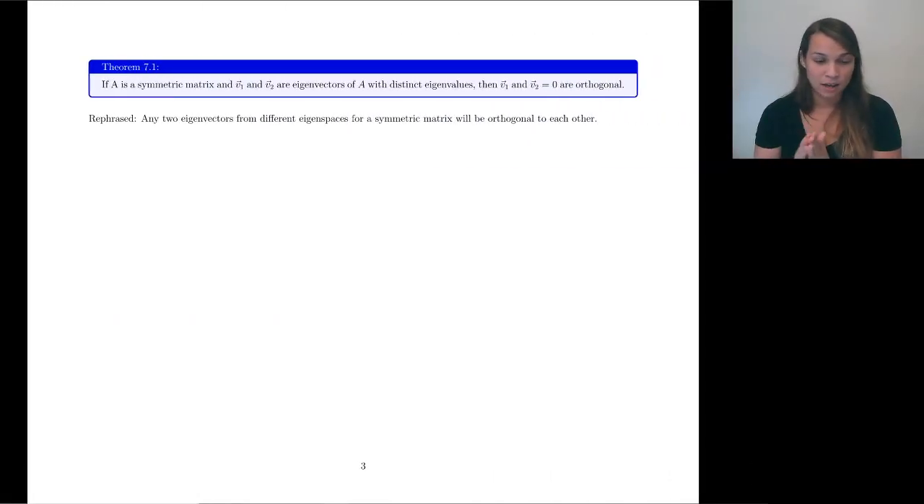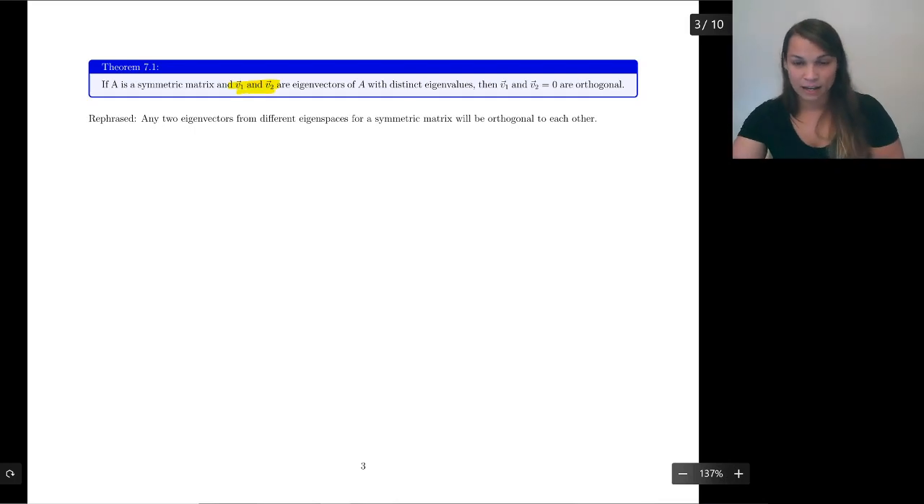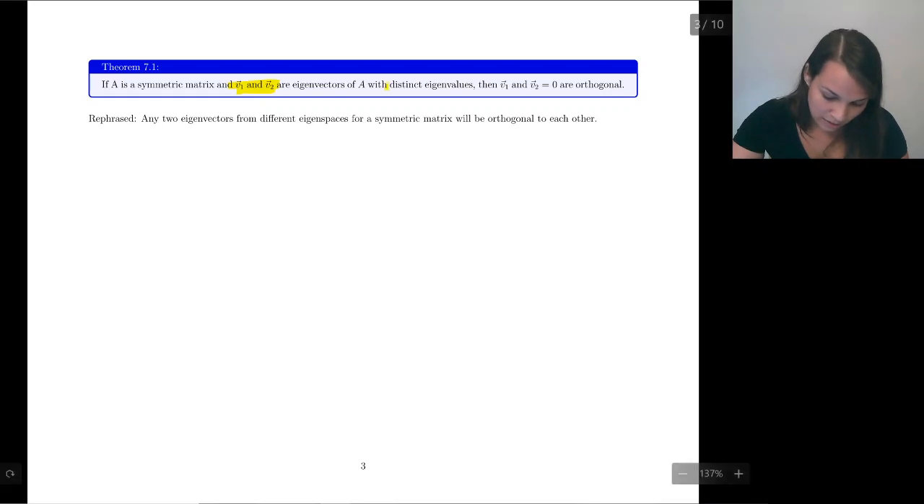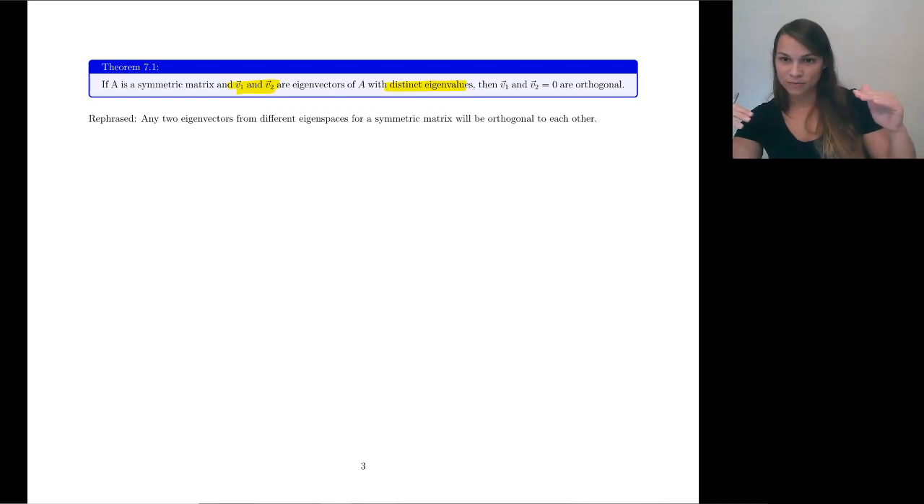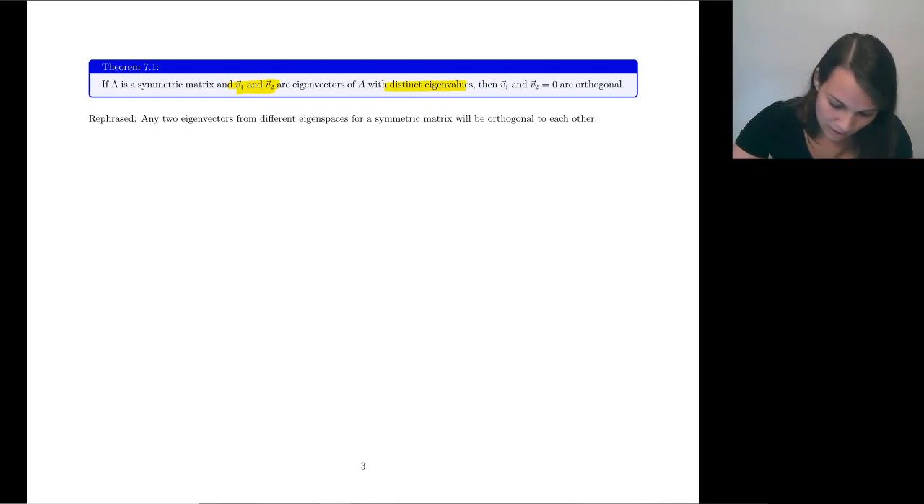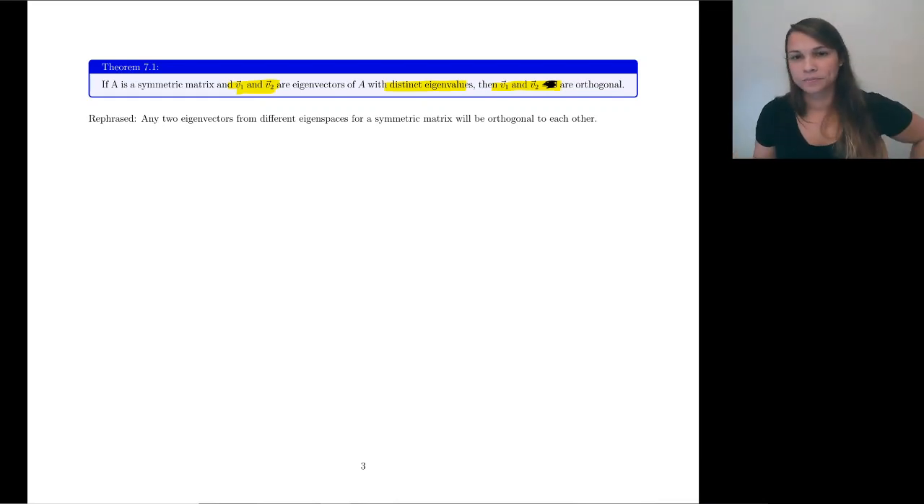Next, we get another cool result, but now about the eigenvectors. If A is a symmetric matrix and it has eigenvectors, any two eigenvectors with distinct eigenvalues, so like lambda 1 has an eigenvector and lambda 2 has an eigenvector, we're going to get that those vectors are orthogonal. Like that.